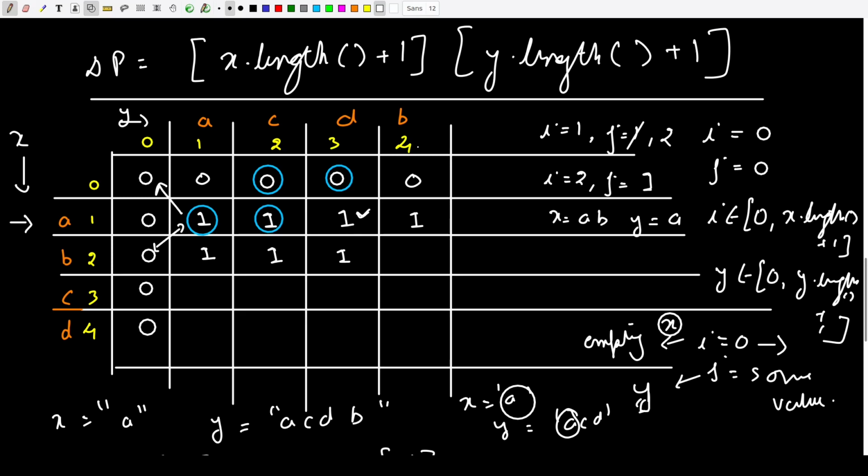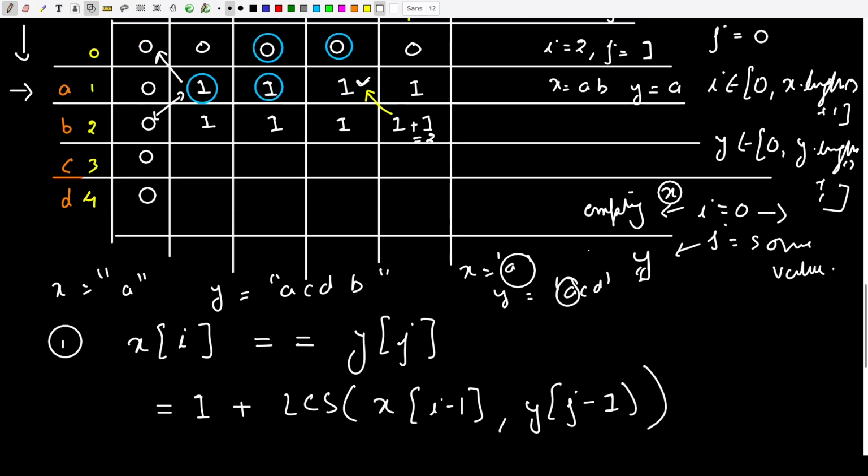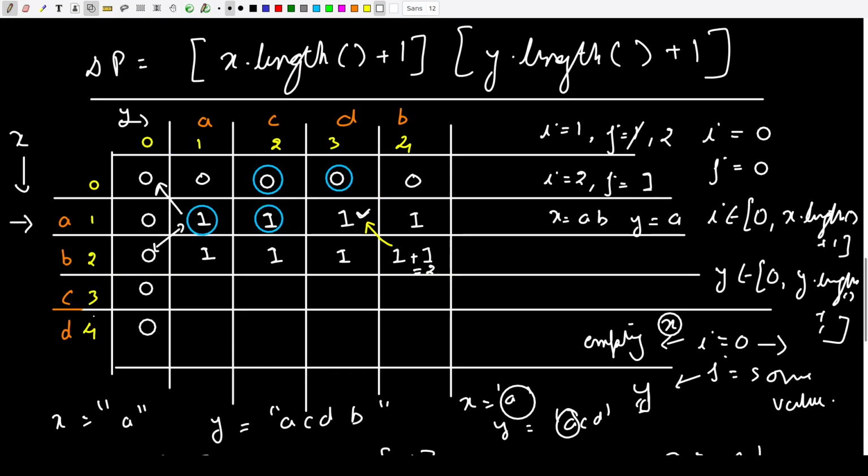Here b and b are equal, so in this case the LCS will be 1 plus the LCS of i minus 1 and j minus 1. Please note that i minus 1 and j minus 1 is the diagonal value, which is equal to this, and 1 plus 1 is equal to 2. If you want to understand this intuitively, the value of string x is ab and the value of string y is acdb, and between these two the LCS we get is ab, whose length is 2. That is why we are getting 2 over here. Now let's proceed in order to fill the rest of the cells.